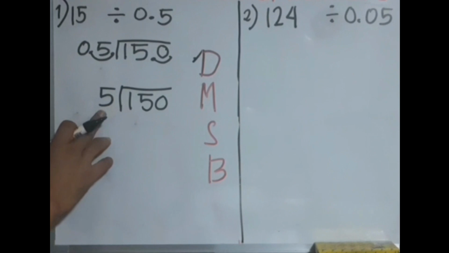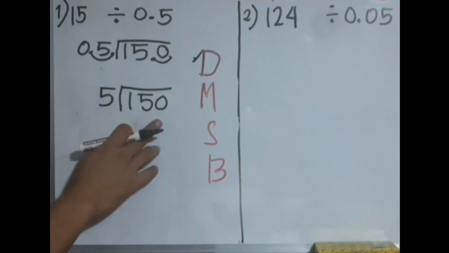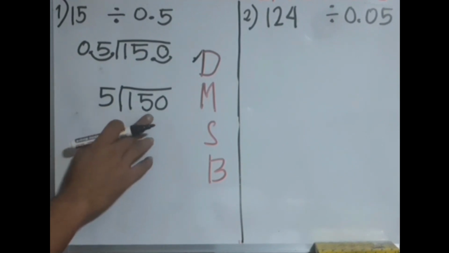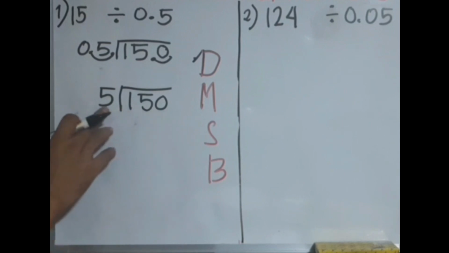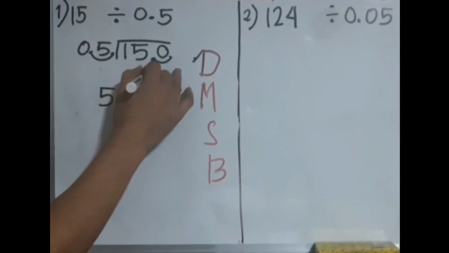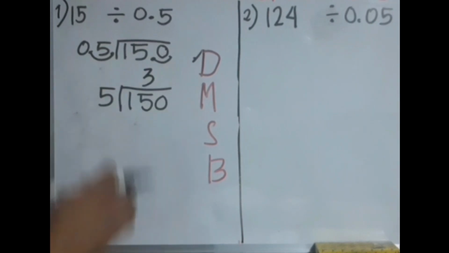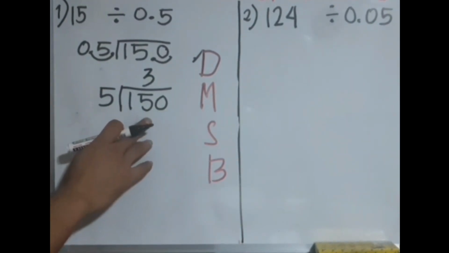1 divided by 5 cannot be. So, we need to move to the next place. It will become now 15. 15 divided by 5 is equals to 3. Where are we going to put 3? Sa taas ng 5. Bakit sa taas ng 5? Kasi dyan tayo nagsimulang mag-divide.